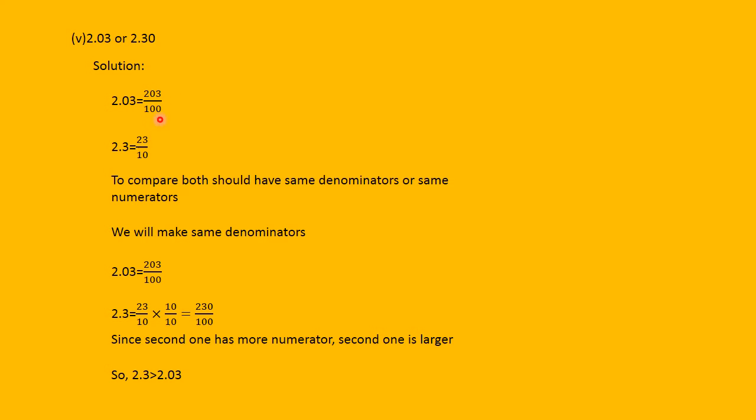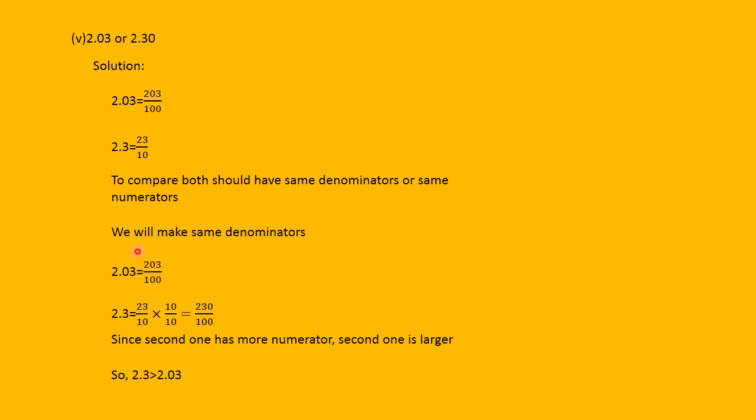The numerators are different, so we will make the denominators the same. To compare both, we should have same denominators or same numerators. Numerators cannot be changed, so we will make same denominators. This is 100 and this is 10, so you multiply this by 100 and divide it by 100.